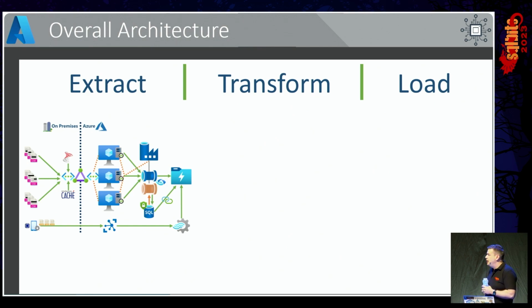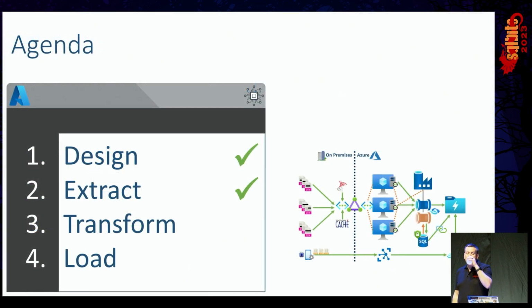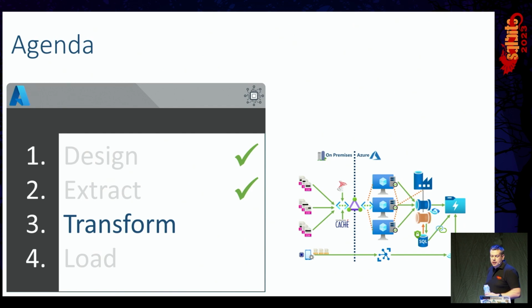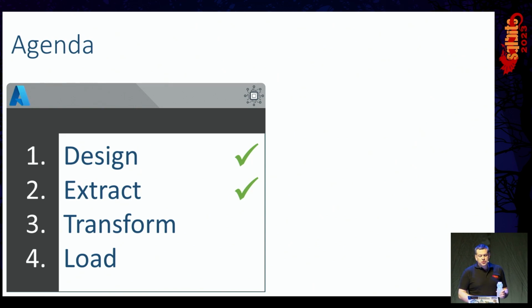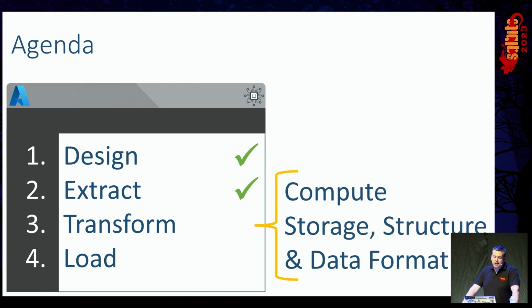So we say, yes, fine. I've extracted my data. Let's move on then. We've done some design work, we've done some extract work. Let's think about transforming that data. What are we going to do to transform it? Well, to break this down, let's think about compute and storage. And I'm going to do these slightly out of order. We'll deal with compute first.